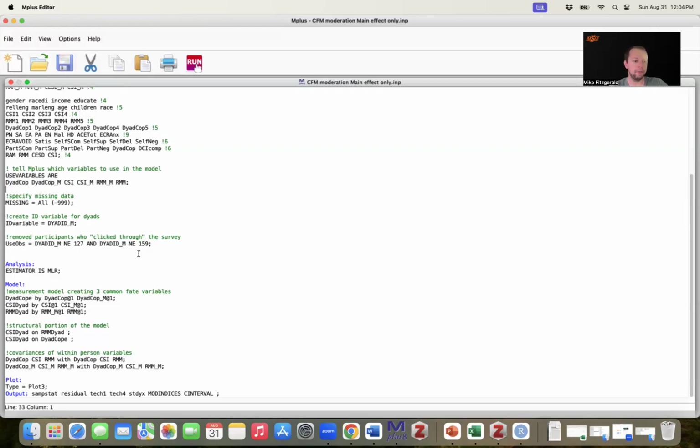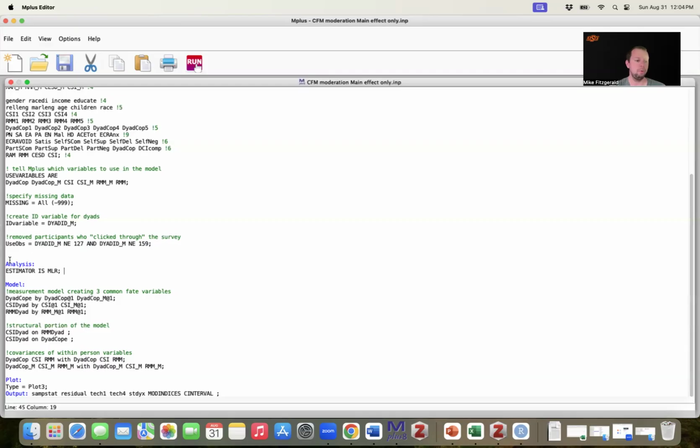You'll see here I've removed two participants because they clicked through the survey, so they have all fours, and we obviously don't want that invalid data in our analysis. This is the Mplus syntax to get rid of them. We're using all observations, and then we have the dyad ID variable, which is not equal to the couple ID number, and this separates out removal of each dyad. So I'm removing the whole dyad from the analysis, not just one partner.